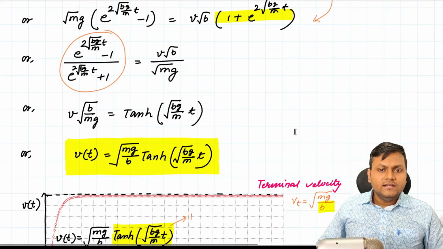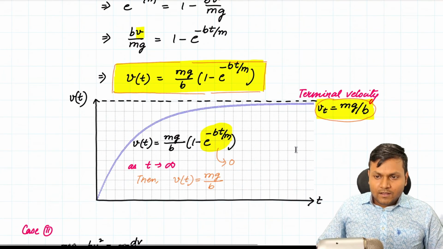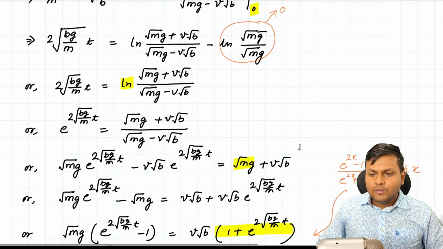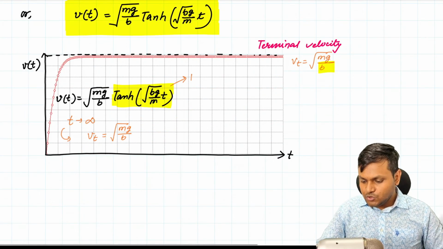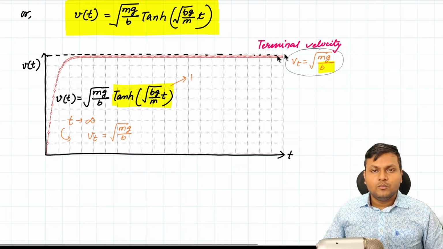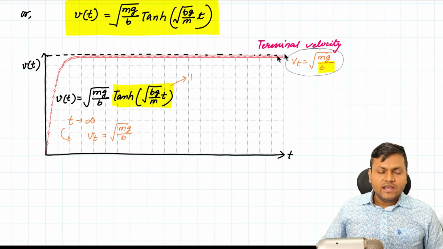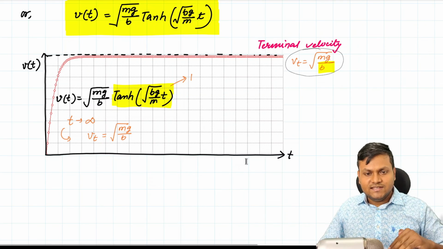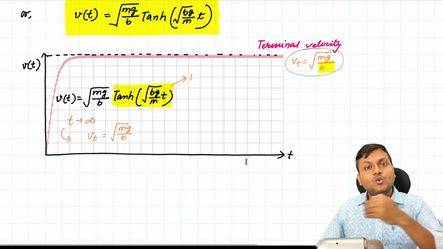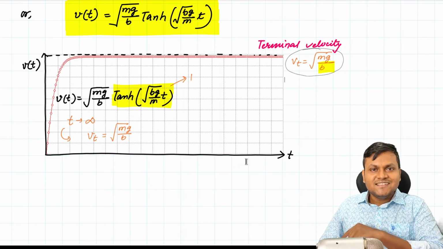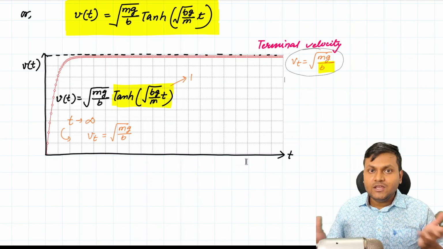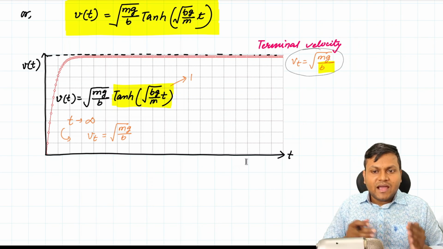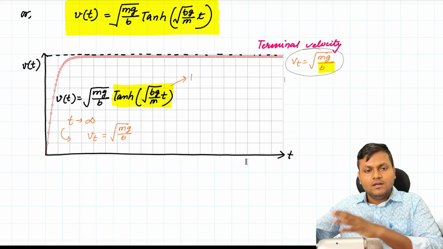Second of all, if you look at the terminal velocity we obtained here, that was mg upon b. That's a larger number compared to the terminal velocity we have obtained here, which is square root of mg upon b. Which is kind of obvious, right? In the first case scenario, the drag force was directly proportional to the velocity. But in the second case scenario, the drag force is directly proportional to the square of the velocity. So in the second case, the drag force becomes very large very quickly, because of which the terminal velocity is achieved very quickly, and its magnitude, all else being equal, will be lesser.